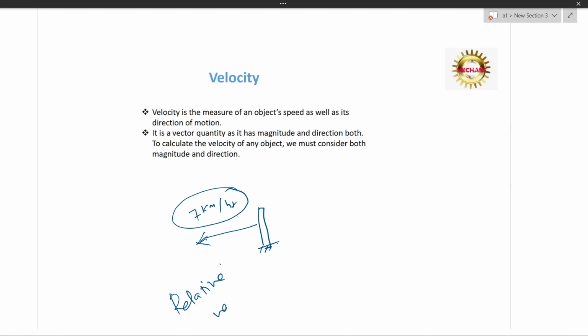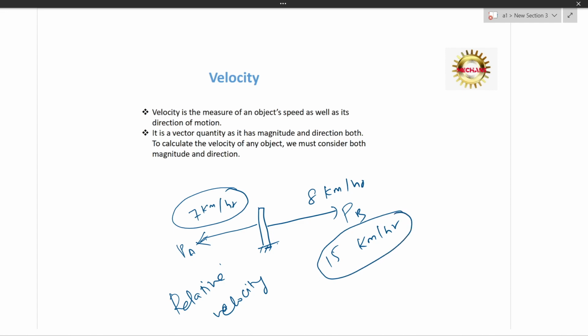There is another important term in velocity called relative velocity. Relative velocity is nothing but the velocity between two moving objects. See, there is another person moving at 8 km per hour. What is the relative velocity between these two objects? Let's consider them as person A and person B. Since they are moving in opposite directions here, we have to add the velocities. 15 km per hour is their relative velocity.